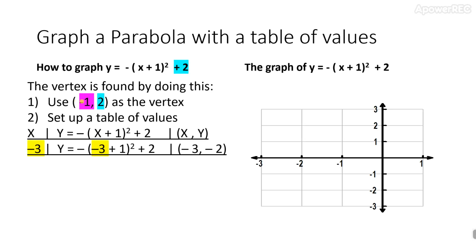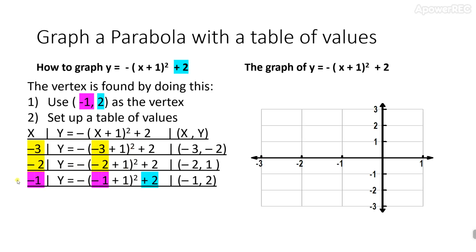So if x is equal to -3, we substitute that into the equation. Use a calculator or use BEDMAS, and you should get a y value of -2. And to check, -3 plus 1 is -2. All squared is 4. 4 times -1, -4, plus 2 is -2. When x is -2, again, insert that into the equation. -2 plus 1 is -1. Squared is 1. 1 times -1, -1, plus 2 is 1.